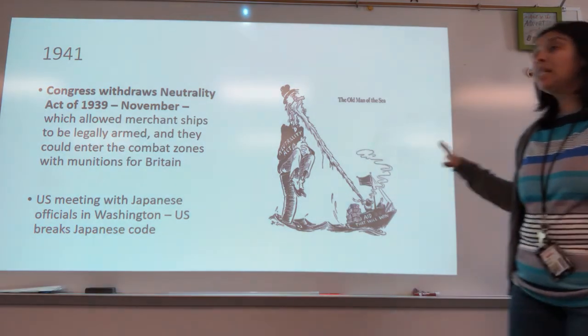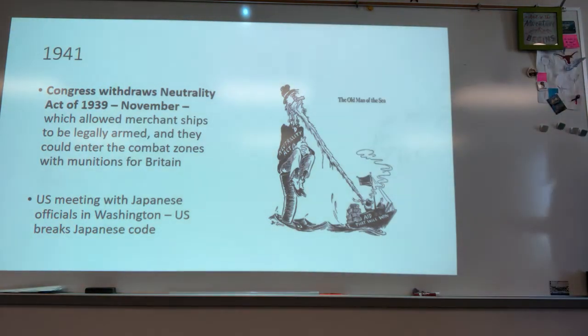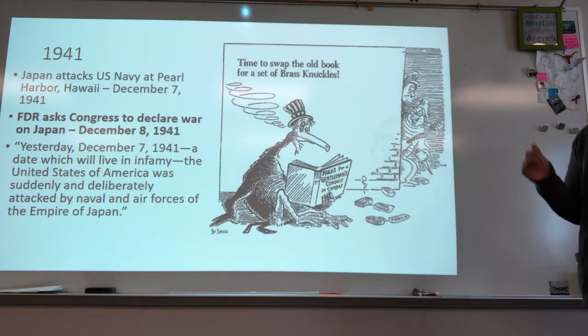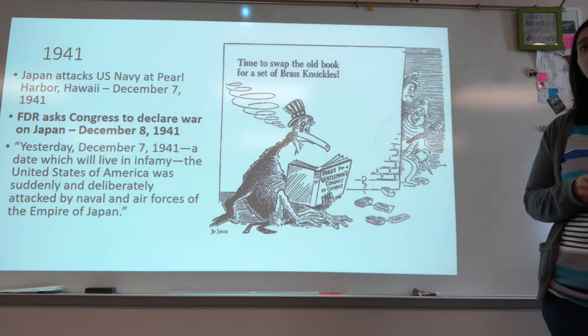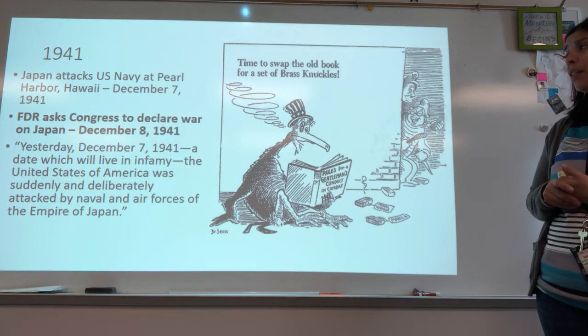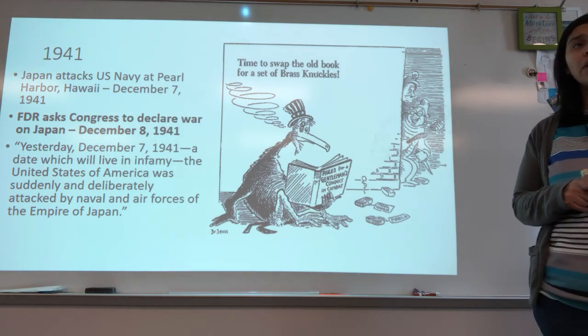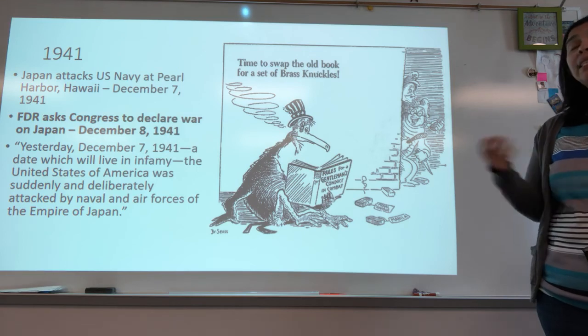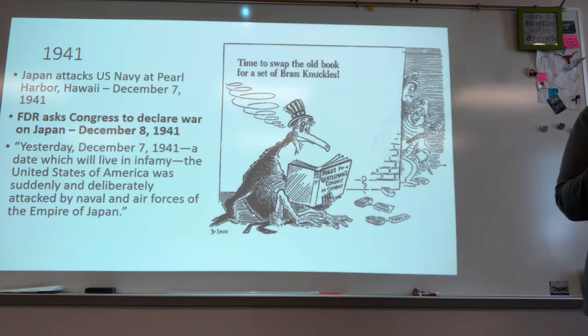And so most of us think of December 7th only happening in Hawaii. But December 7th happened in the Philippines. It happened in Midway. It happened in Guam as well. But our biggest fleet is in Pearl Harbor. And so Japan attacks Pearl Harbor December 7th. FDR goes to Congress on December 8th and asks for a formal declaration of war. He says this date will live in infamy. Infamy is a very bad famous.